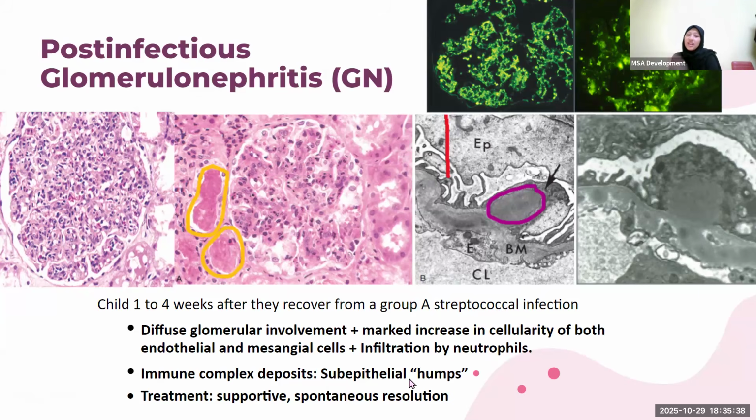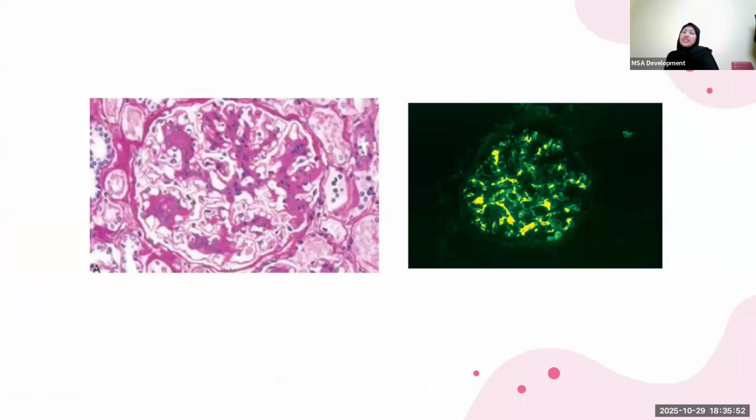So subepithelial, even the one in membranous was subepithelial, but they had thickening of the membranes. Here it's hypercellularity, so proliferation of cells only without thickening. Okay, that one was nephrotic, this is nephritic. Okay, moving on to this one.